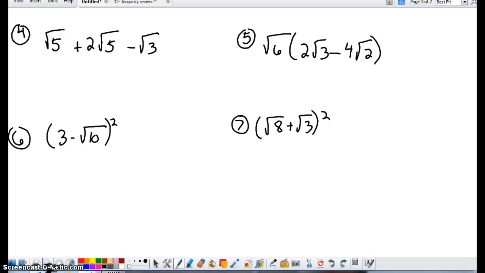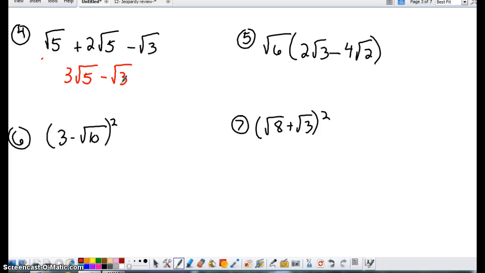So number 4 here, we have the square root of 5 plus 2 root 5 minus root 3. So for these problems, we are adding together any like terms. I have 1 root 5 plus 2 root 5, and that's going to give me a 3 root 5. And then the minus root 3. The root 3 cannot be combined with the 3 root 5 because that is not the same underneath the radical. So that would be my final answer.